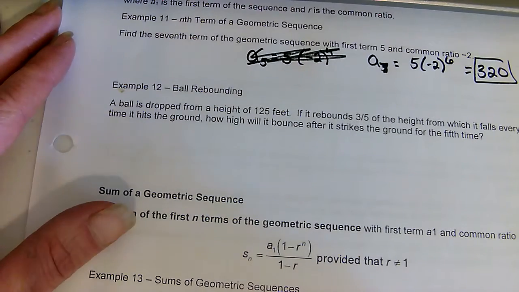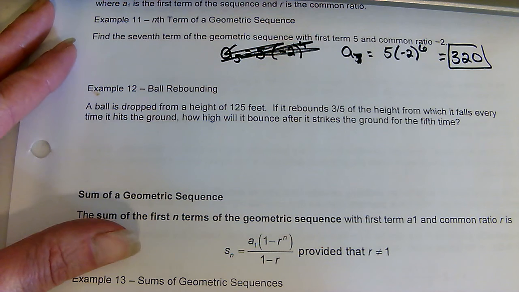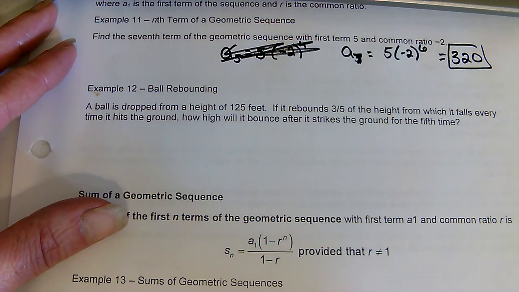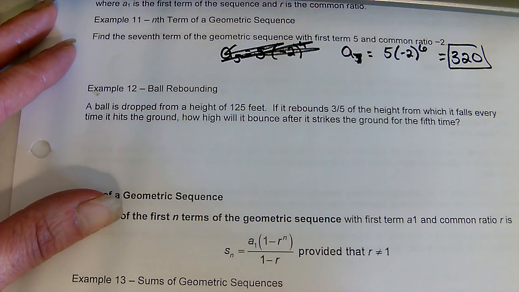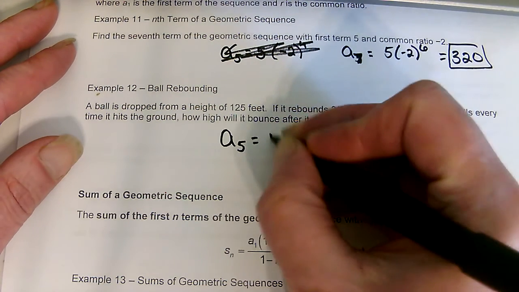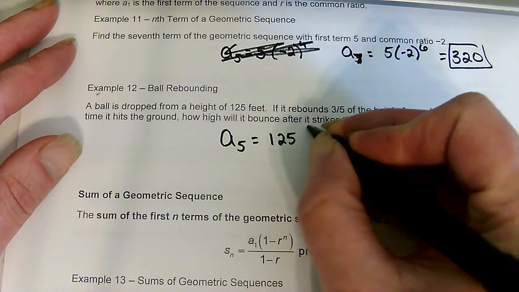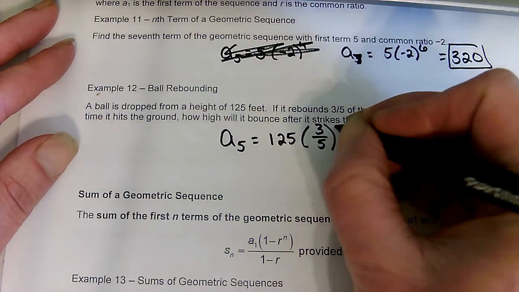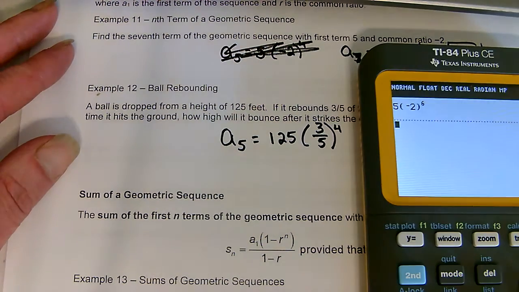A ball is dropped from a height of 125 feet. If it rebounds 3/5 of its height each time it hits the ground, how high will it bounce after it strikes the ground for the 5th time? Well, the 5th time would be a sub 5. It started off at 125 feet, and it's getting 3/5 of its height each time, and this would be to the 4th power.